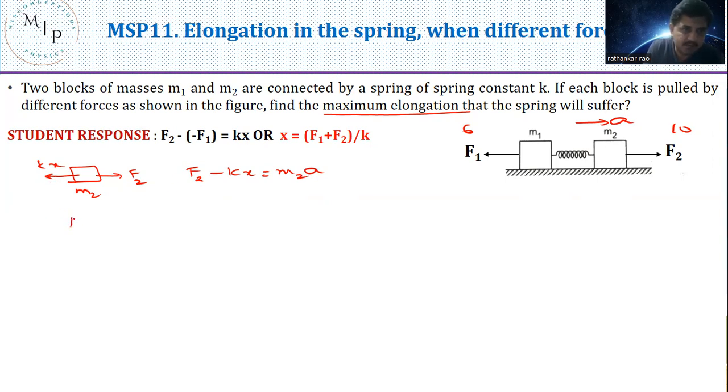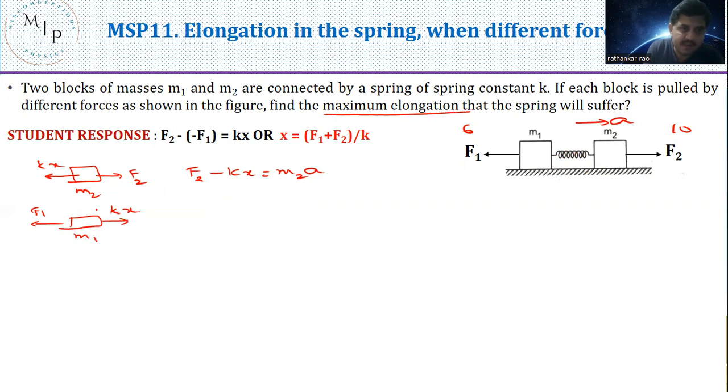Let us take up the other block, the second block, M1. Now, what is the force acting here? Why should the block go like this? Because there's a Kx force. Though there is a force F1 acting here, there's also a force which is dragging it like this. And what is this? This is your spring force Kx.